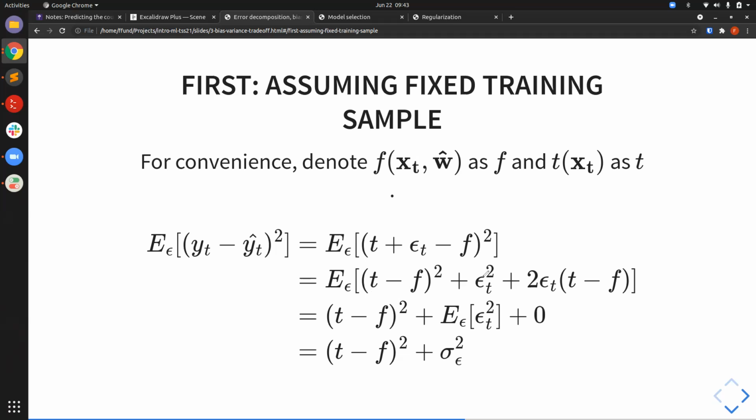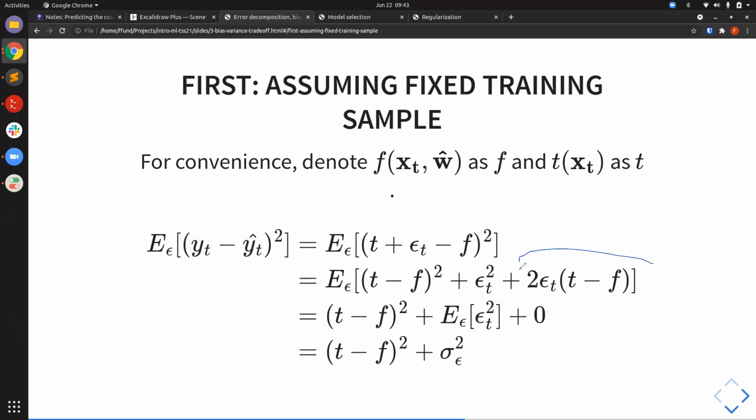So we have t minus f squared plus epsilon squared plus this 2 epsilon t minus f. And remember that because our expectation is only over the epsilon, we said for this part of the derivation, our training sample is fixed. And if our training sample is fixed, then our parameter estimate is fixed. So this is a constant, and this is also a constant. And so this part can come out of the expectation. It's just a constant.